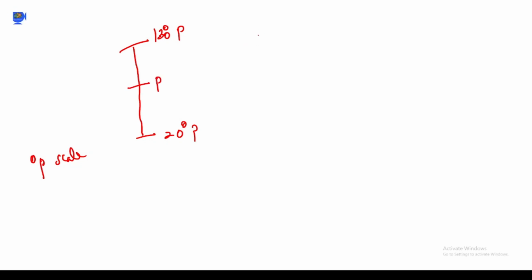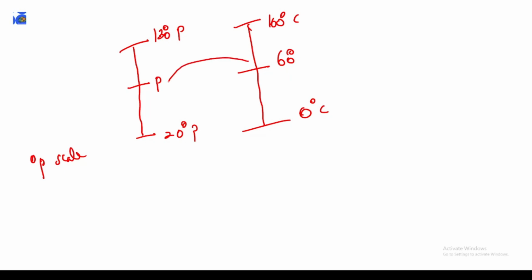And you also have degree Celsius, where you have the standard boiling point as 100 degree and this is your 0 degree. Now, somewhere between here, you will reach your 60 degree. And what would be the corresponding value in the P scale is what they are asking.